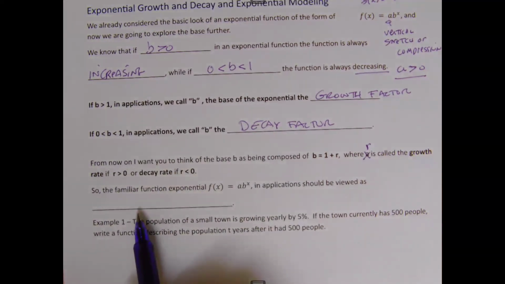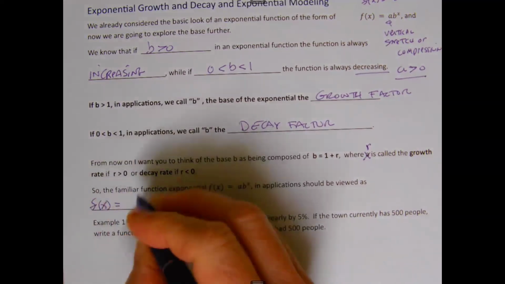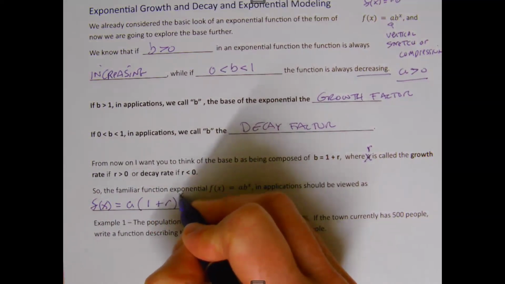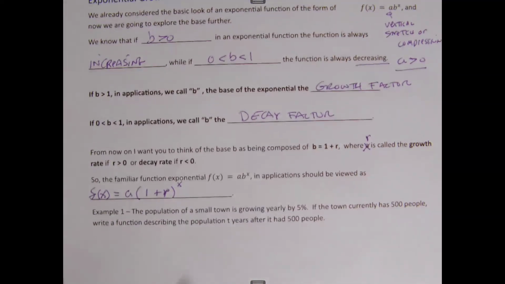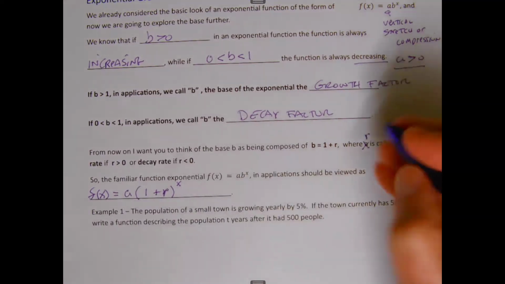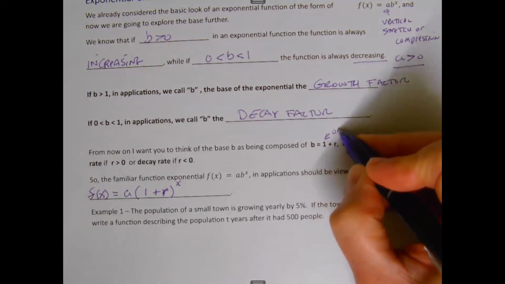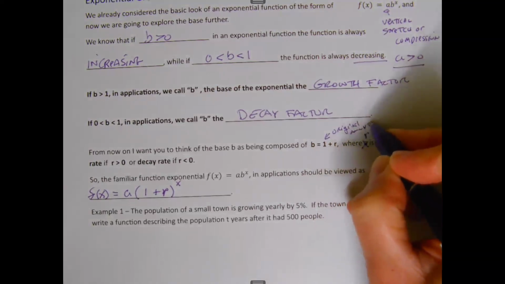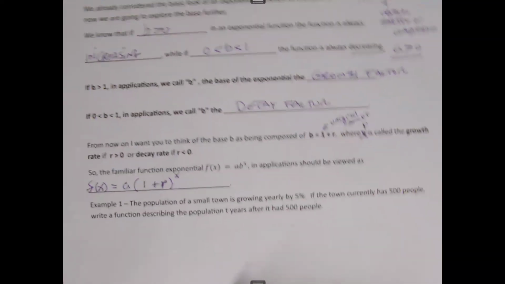So the familiar function that we wrote, f(x) = a·b^x, in application should be viewed as, and we're also going to change this later when we add another component, instead of writing b, we can think of it as 1 + r, which breaks this down even further. Now, what does the 1 mean? This is taking into account, as you'll see in this example, the original amount. Well, r is going to signify the either increase from the original or decrease from the original. So let's see how this works.